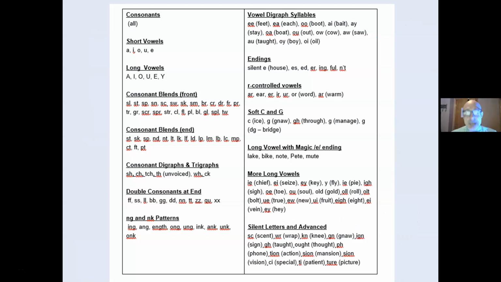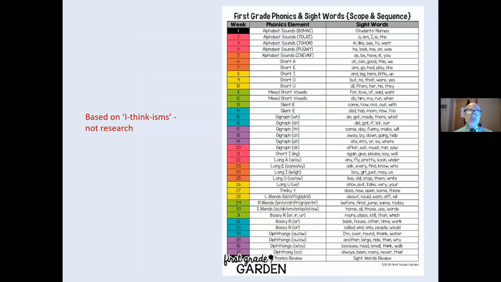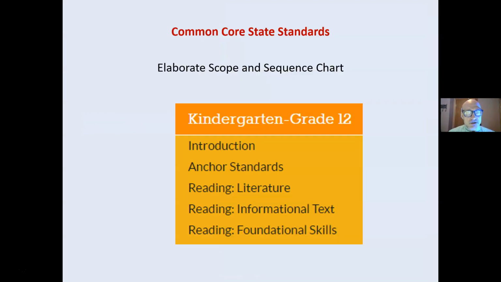Here's an example of a common scope and sequence chart. Here's another, a multi-sensory Orton-Gillingham scope and nonsense chart. Again, the idea is you go to level 1, level 2, level 3, step 1, step 2, step 3, and so on. Teach those little reading sub-skills, master them, put all the little pieces together, and at the end of the line, bingo, you have a person who can read. This is based not on research, but on I-thinkisms. I think this will work. I think this is the way we learn how to read.